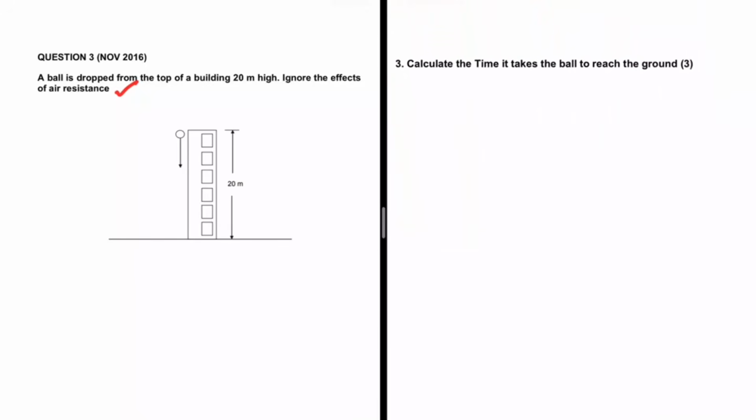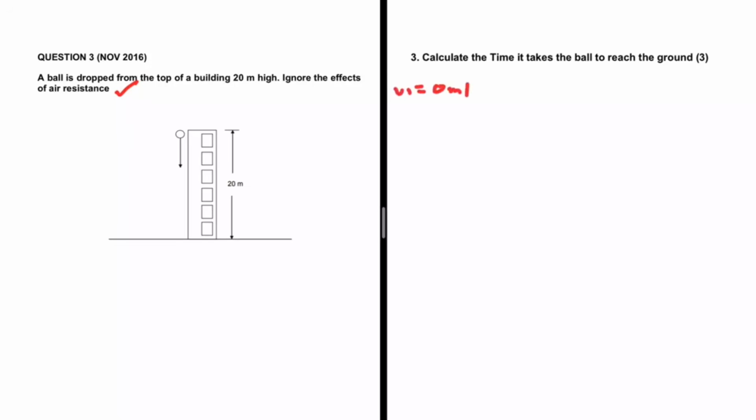So the third question, calculate the time it takes the ball to reach the ground. Let's see how we can do that. We have our initial velocity, obviously, which is equal to 0 meters per second. We have our acceleration, which is 9.8. We have our displacement, which is minus 20, right? And then, what else do we have? Well, we're looking for the time, delta t. We're interested in the time.